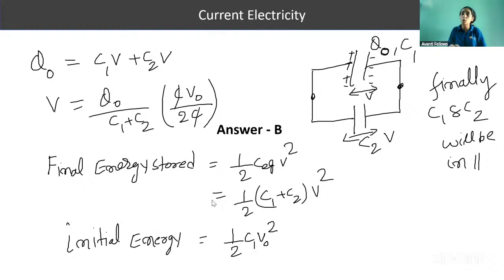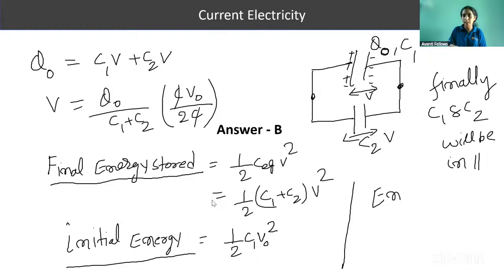Sometimes it is asked what is the loss in energy. So for that case, you have to calculate the final energy stored. You have to calculate what the initial energy was, and then you will calculate the energy loss. So basically, the initial energy will be greater than the final energy, so initial minus final. Where is this loss of energy going? It will appear as heat generated in the wire, in the form of I square RT, dissipated in the wire, right? So these are some sort of questions that you may get in capacitors.